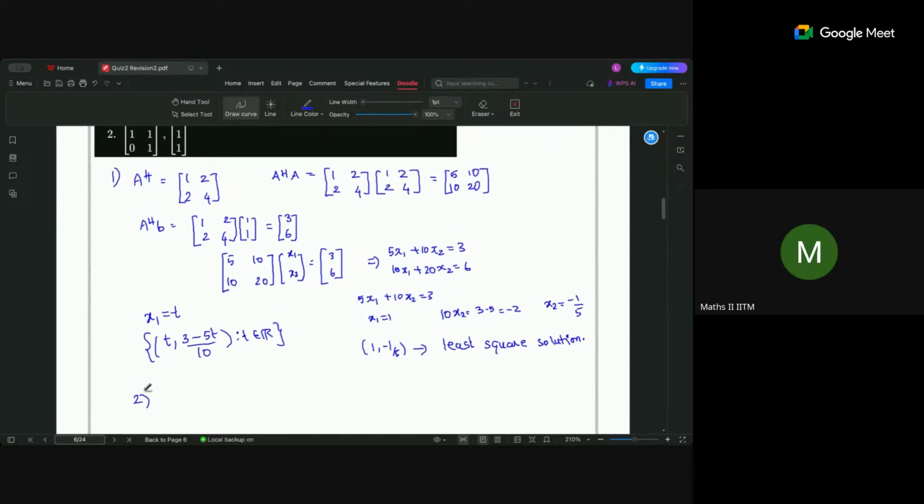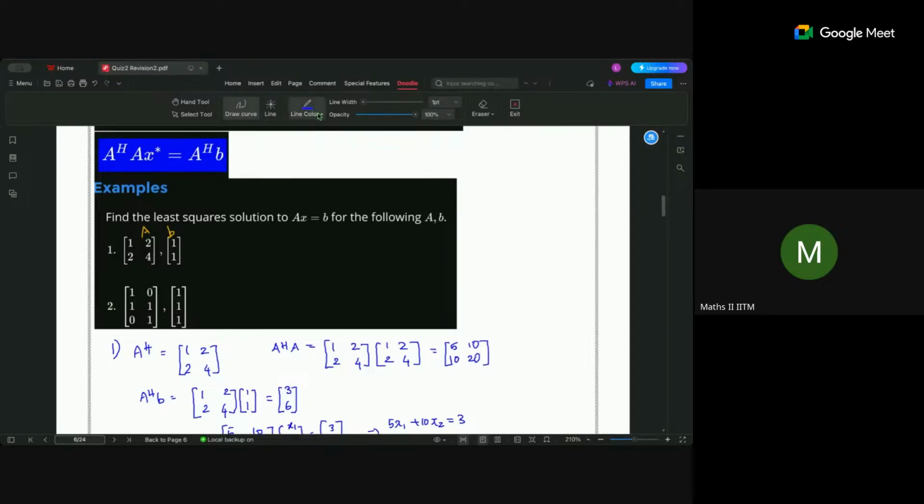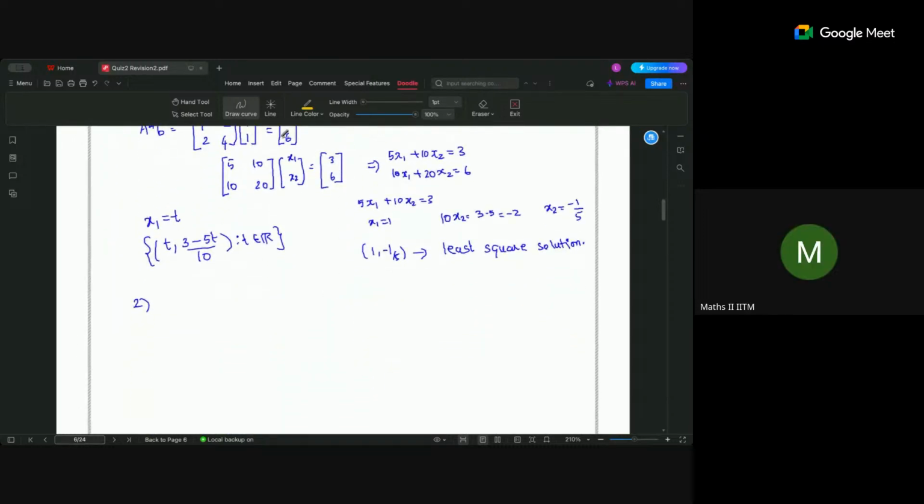Only difference in the second case is that now, what is the size of the matrix in the second case? It is a 3 by 2 matrix, right? So since it is a 3 by 2 matrix, what will be the order of AHA? First of all, what is the order of AH? It is 2 cross 3. So what is the order of AHA? 3 cross 3. See, AH is first and A is next. So 2 cross 2. Yeah, this is also 2 cross 2. Okay.